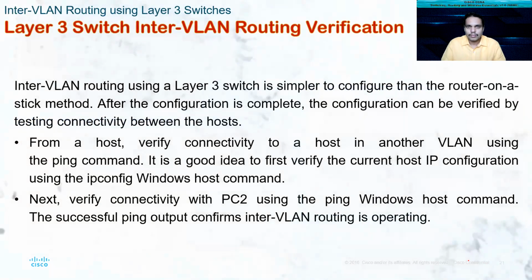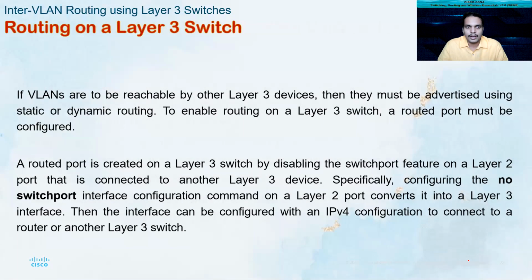Once you do this, you can check the connectivity by pinging one device from another. If everything is okay, the ping should work. Now, here you need to understand something. If VLANs are to be reachable by other layer 3 devices, that means if you want to connect one network to another network through another device, they must be advertised using static or dynamic routing. We did not cover routing algorithms as of now. Most of them are covered towards the end of this CCNA 2, and some of the remaining ones are covered in your CCNA 3 module.